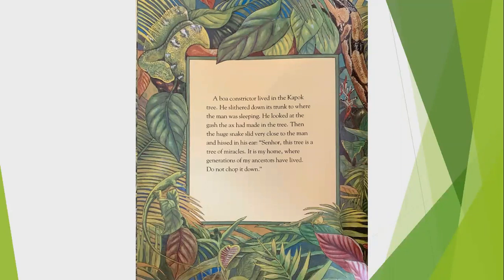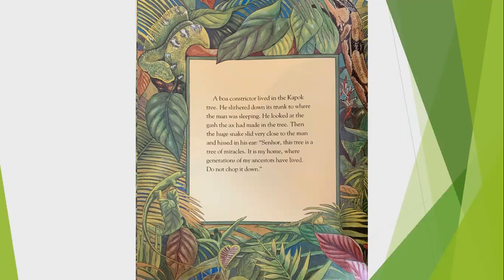A boa constrictor lived in the kapok tree. He slithered down its trunk to where the man was sleeping. He looked at the gash the axe had made in the tree. Then the huge snake slid very close to the man and hissed in his ear, "Senor, this tree is a tree of miracles. It is my home where generations of my ancestors have lived. Do not chop it down."